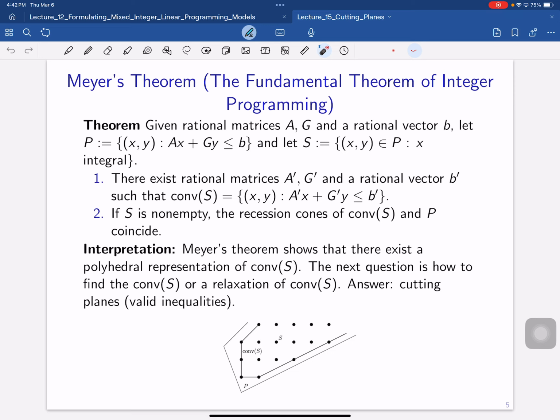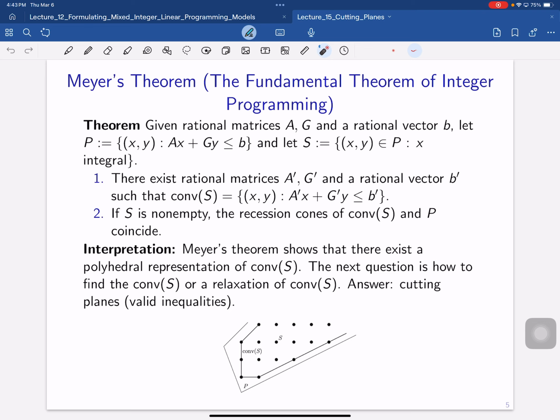Right? So the implication of this is that if you want to find the convex hull of mixed integer linear programs, it will be sufficient to use linear inequalities. Right? You don't need to describe the convex hull using nonlinear inequalities. Right? So it basically says linear inequalities will be sufficient to describe the convex hull of an MILP.